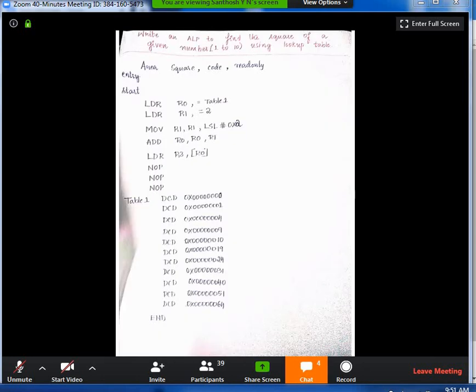Now we will go to the program. We will go to the logic of the program. So LDR R0, =table. Okay, what is the first line? I hope you have understood these two lines, right? AREA, SQUARE, CODE, READONLY, ENTRY, START. All these things are normal for all the programs.